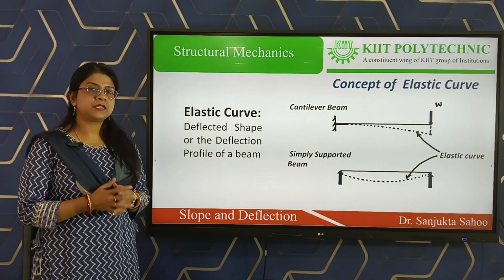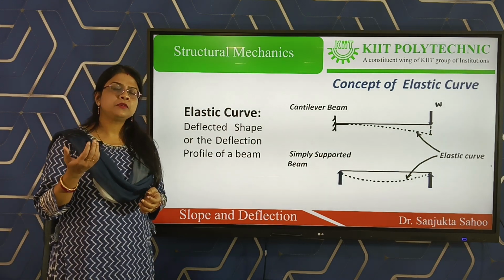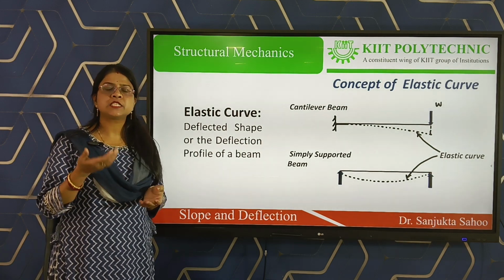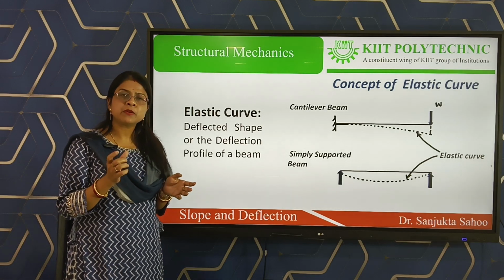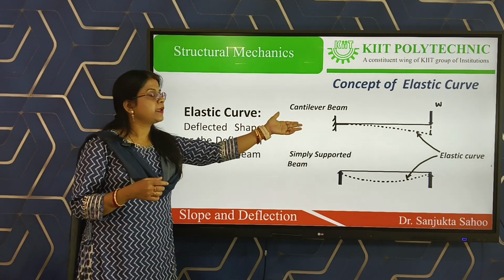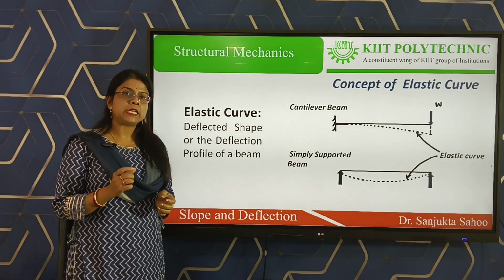So what is elastic curve? Normally we see that when a beam, either due to external loading or due to self weight, deflects from its original position, and if we consider the beam as an elastic material, then the deflected shape of the beam will be like a curve. So this deflected shape is called the elastic curve.